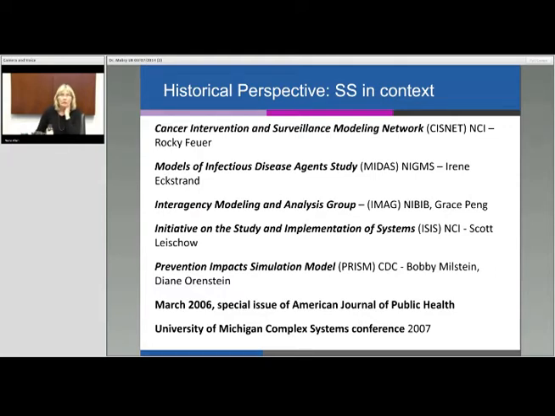There was a prevention impact simulation model being developed at CDC, which I was fortunate enough to get involved in, and I'm going to be talking about that in a little more detail later. This is important if you want to go back and read: in March 2006, there was a special issue of the American Journal of Public Health devoted to systems thinking, and I think that's worth going back to.